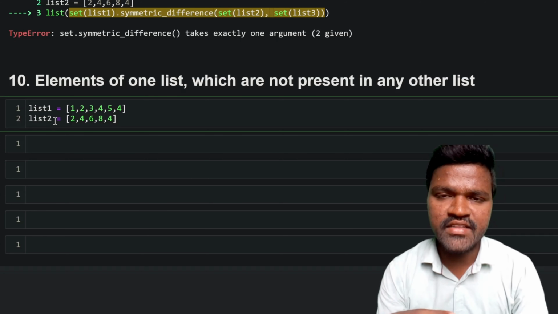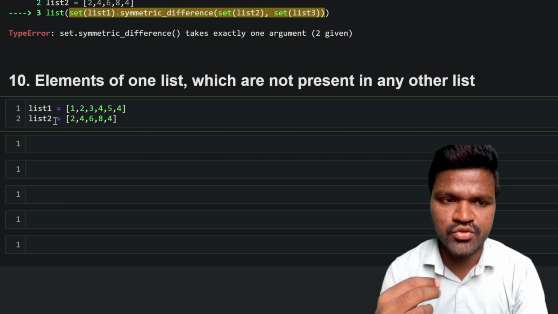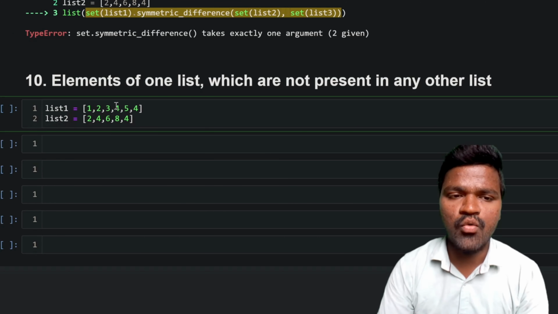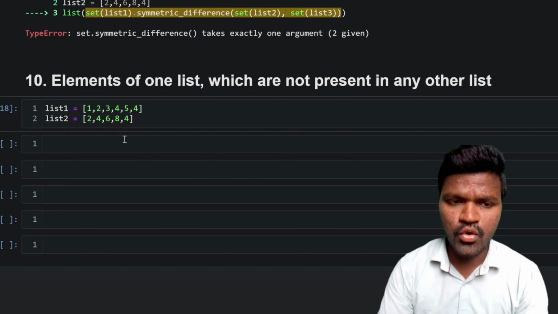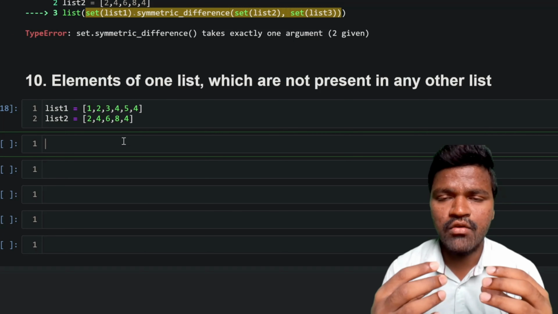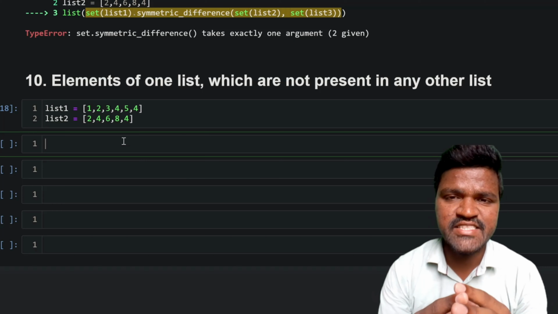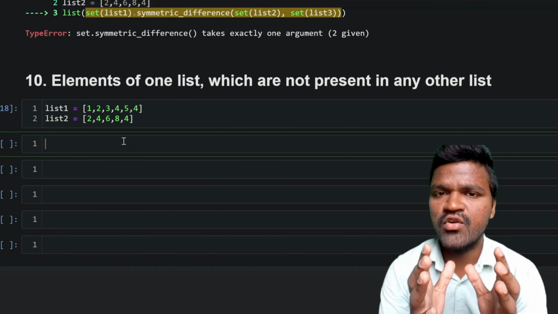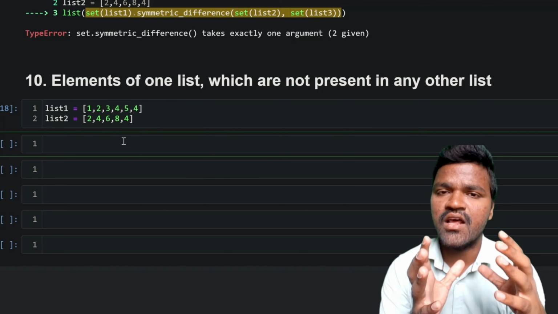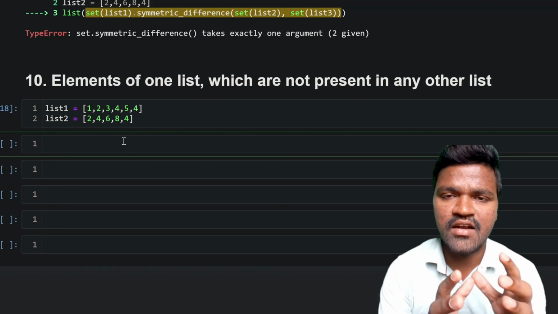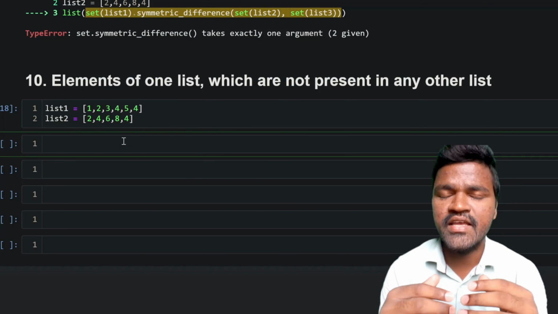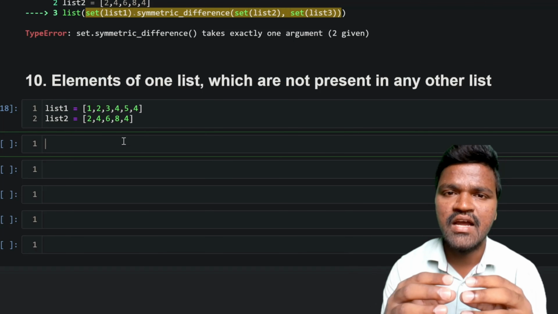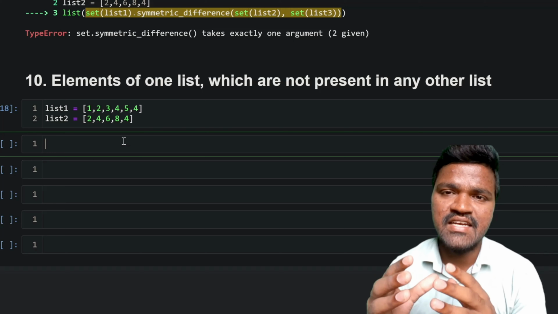So we need to find the elements that are only present in list 2, either of the cases. So how can we do that? Let us go ahead and see. In order to do that, we have a specific method in sets, which is nothing but difference. By using this difference, we can find the elements that are only present in list 1 and not present in list 2, by excluding the common elements also. We can remove the common elements and exclude the elements present in list 2.